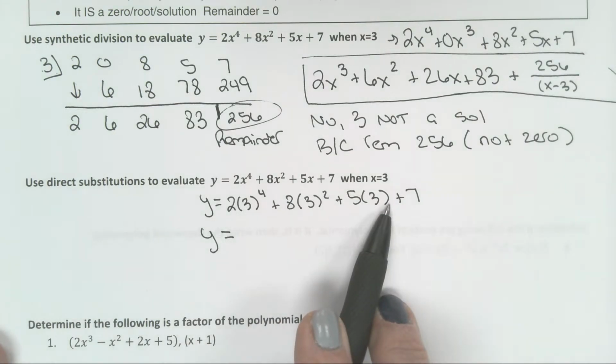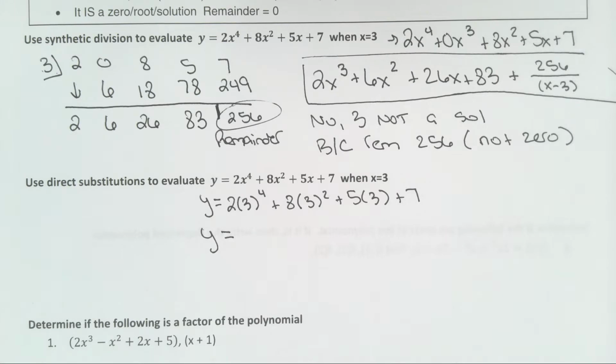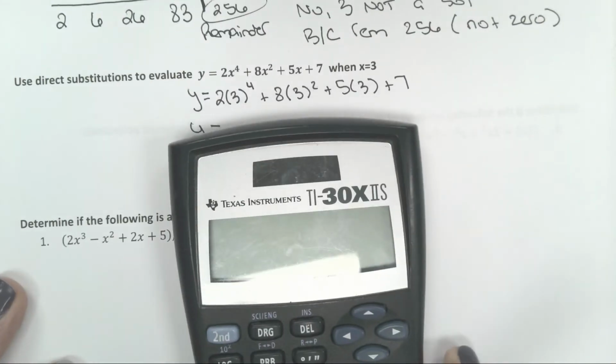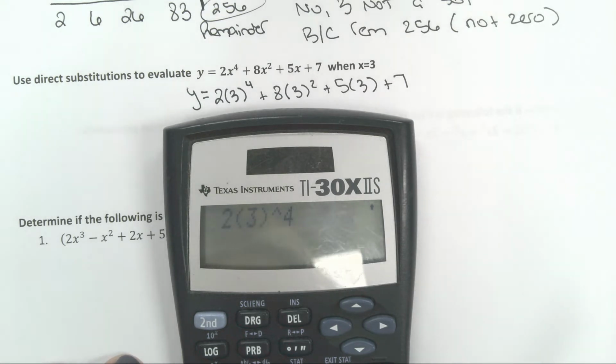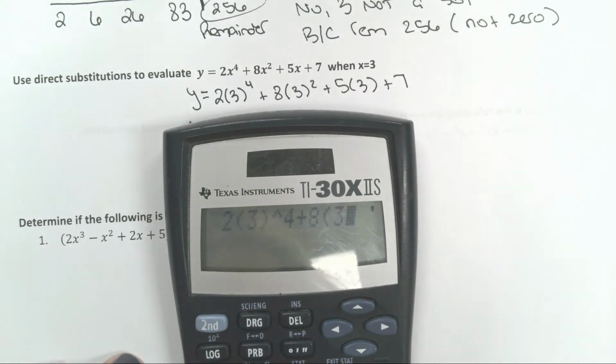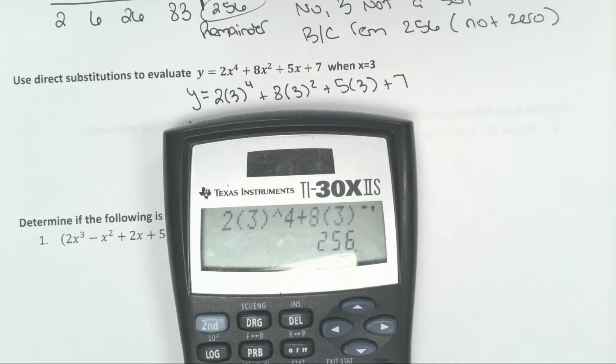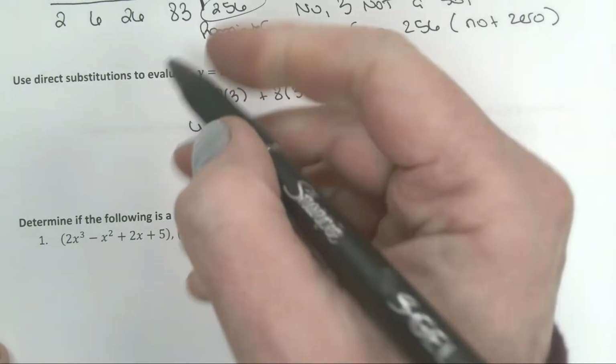So I would just enter this directly into my calculator. So I have 2 times 3 to the 4th plus 8 times 3 squared plus 5 times 3 plus 7. Oh, and I get 256. What an interesting coincidence.